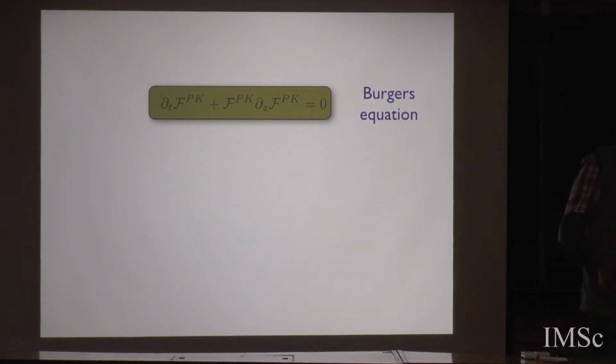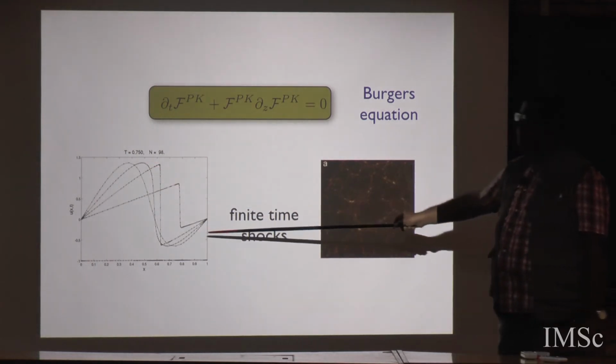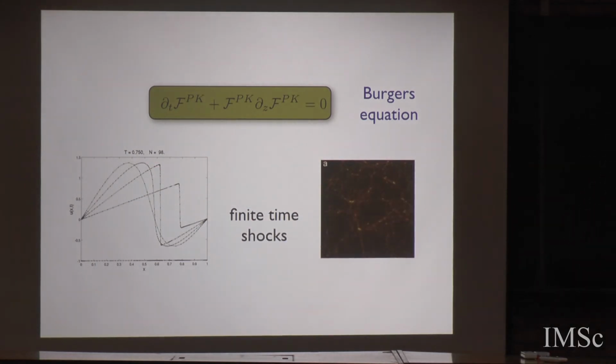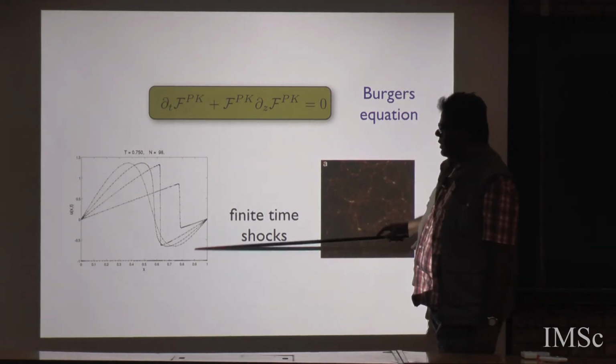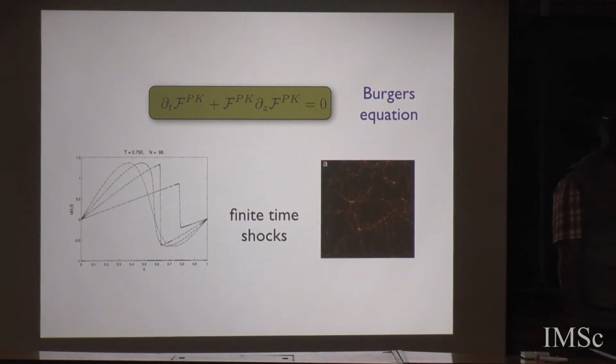So this is the evolution equation in terms of the Peach-Koehler force, and this equation is extremely well known in physics, the so-called Burgers equation. What does the Burgers equation do? It says that if you take any field which has a smooth variation, then if you crank in time, in finite time such a smoothly varying field will produce shocks. So this will automatically produce sharp shocks at finite time.